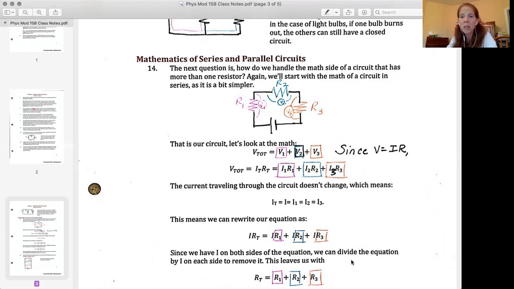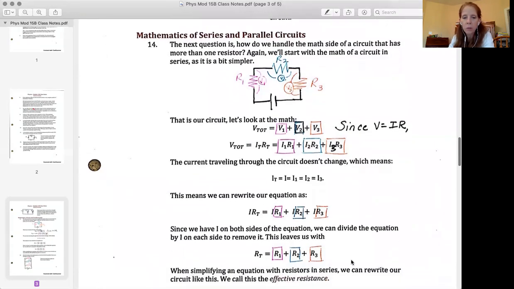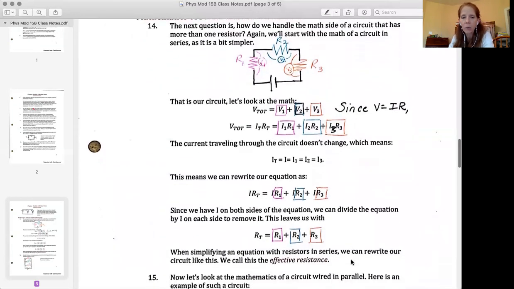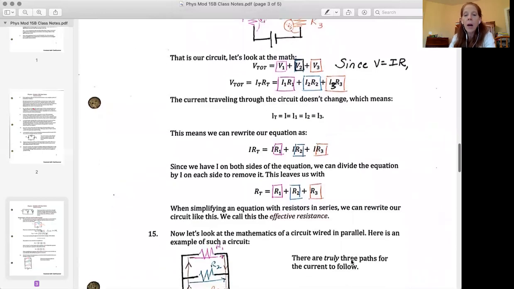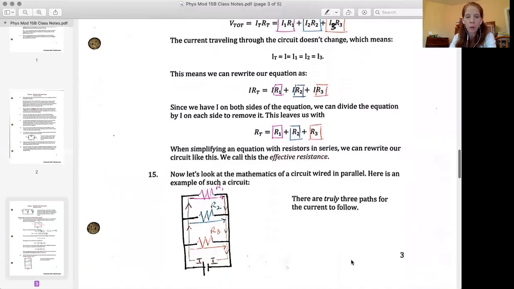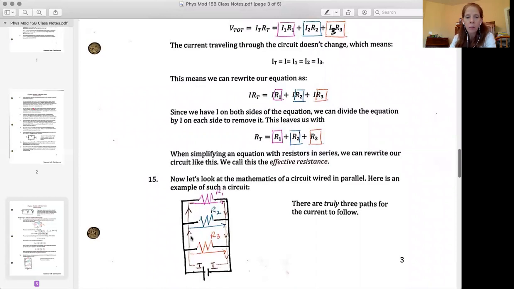So in series, determining your effective resistance is quite easy. You're just going to add up all the resistors. We would call that our effective resistance. Now let's take a look at a parallel circuit, okay? So again, here's a parallel circuit.